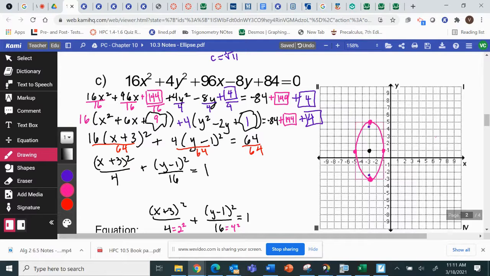Do you know how? What does every single thing that we type in our graphing calculator to be graphed have to have in common? It has to say equals y.